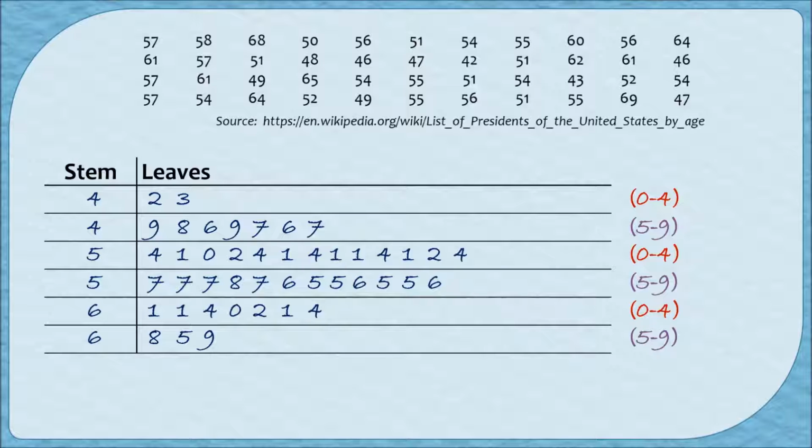In the first row for the 6, we only have the leaves from 0 to 4. And in the very last row, we have the 8, the 5, and the 9, because these are the leaves that were 5 or bigger.